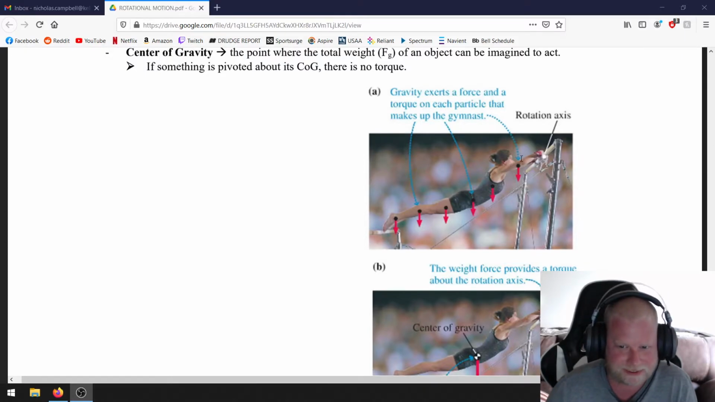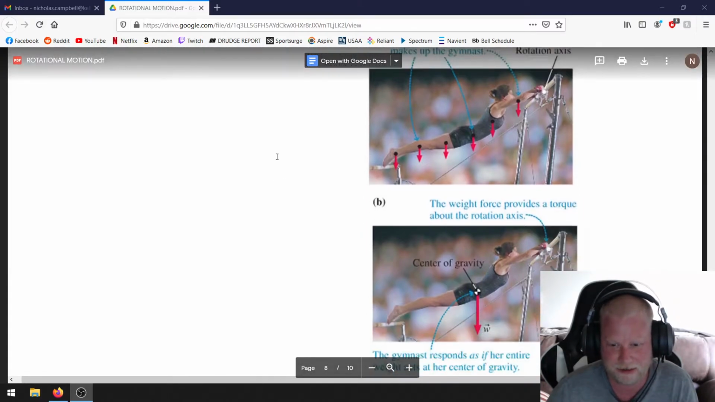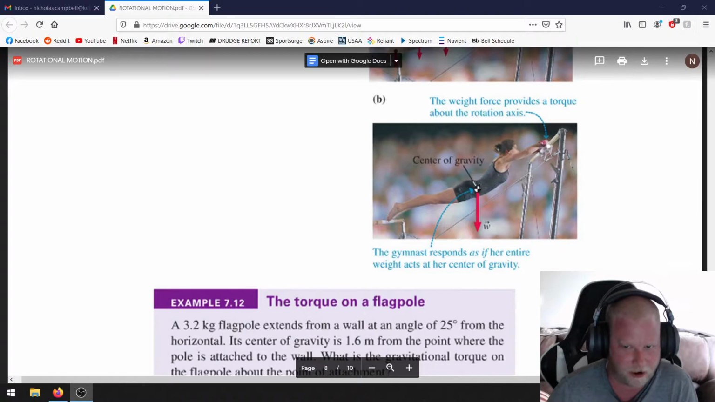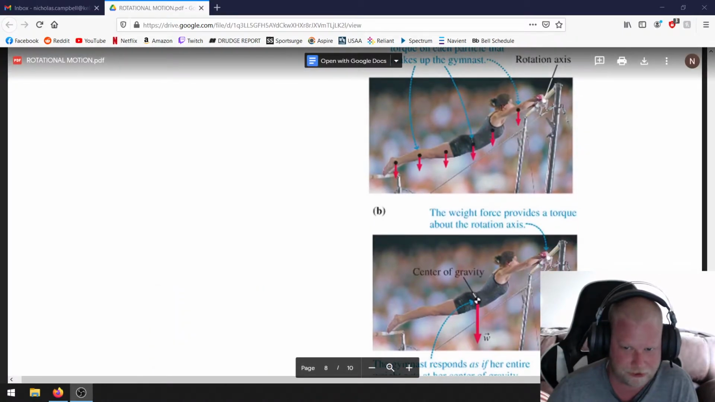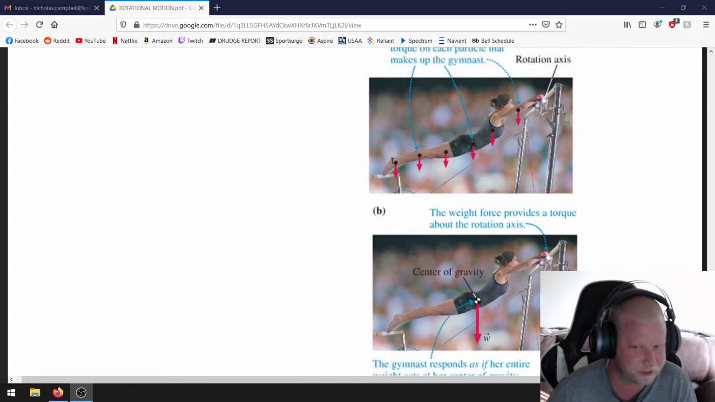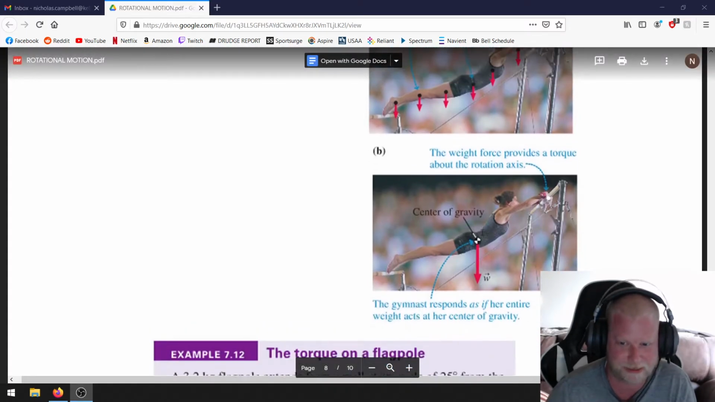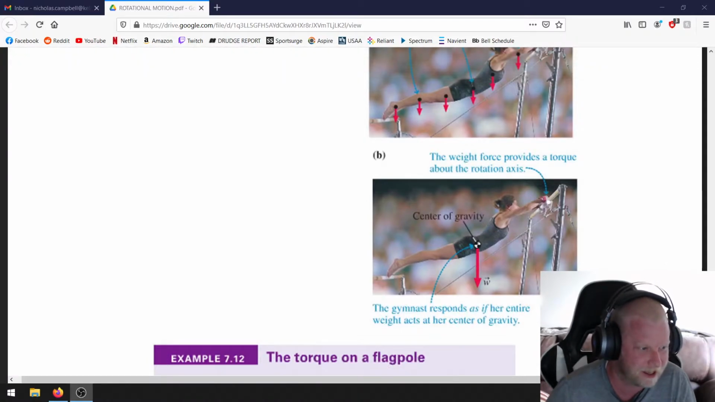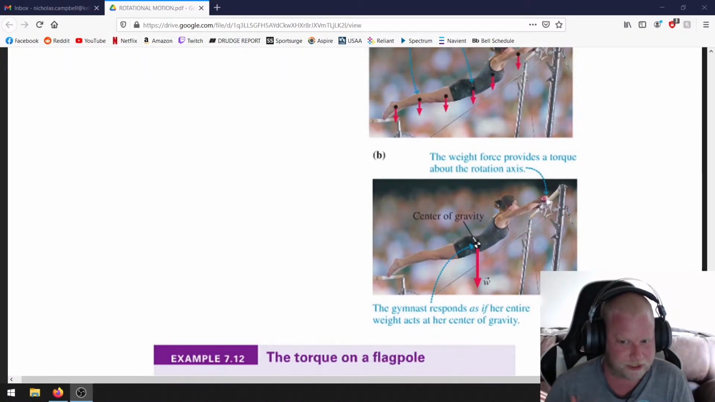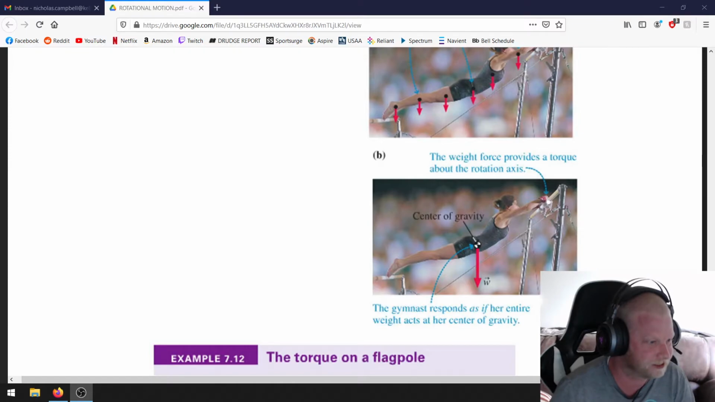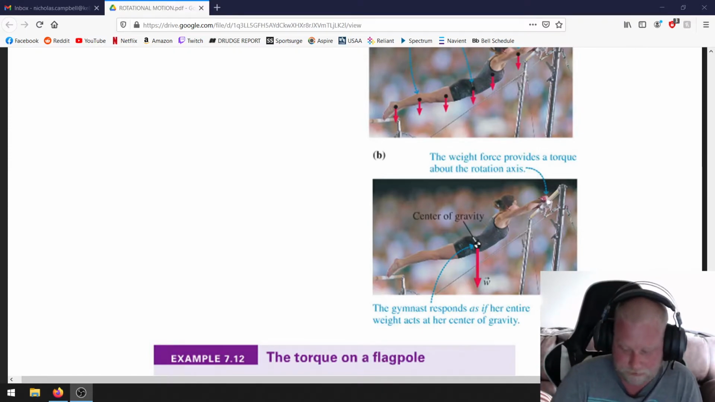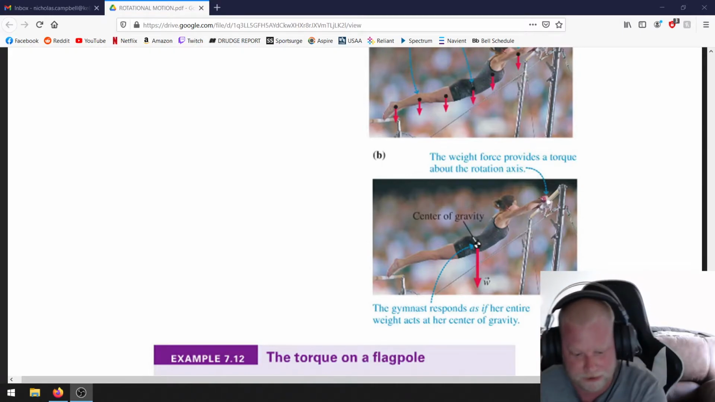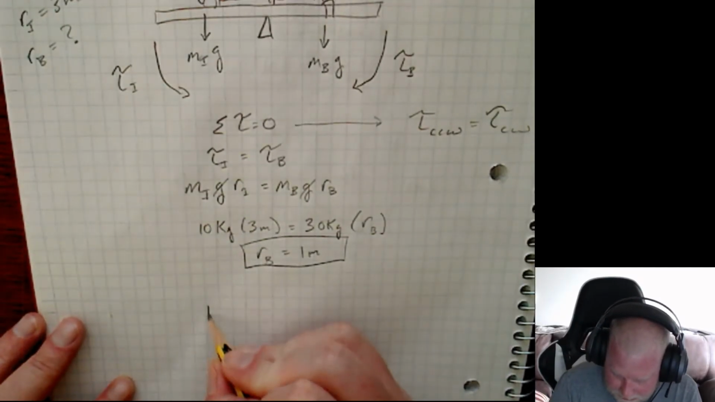But it's impractical to consider each individual point of a complex object, right? So instead, what we can do is imagine that all of the weight scattered throughout the non-uniformly distributed particles of this gymnast is acting in one place that we call the center of gravity, right? So that way we can actually take into account an object's weight in causing rotations. So, for instance, if we're looking at a uniform meter stick, now a meter stick is 1 meter long.